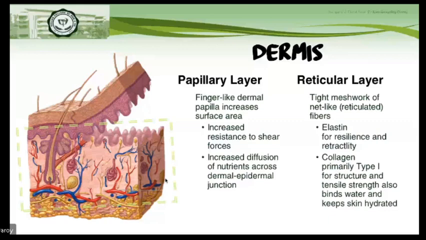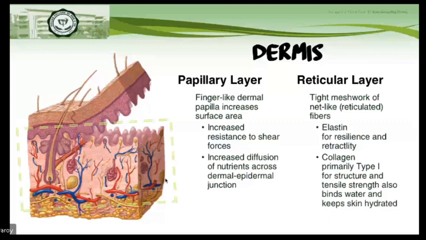The reticular layer is very well vascularized and has a rich sensory and sympathetic nerve supply. The fibrous network of the dermis lies within a hydrated amorphous ground substance made up of a variety of proteoglycans and glycosaminoglycans.